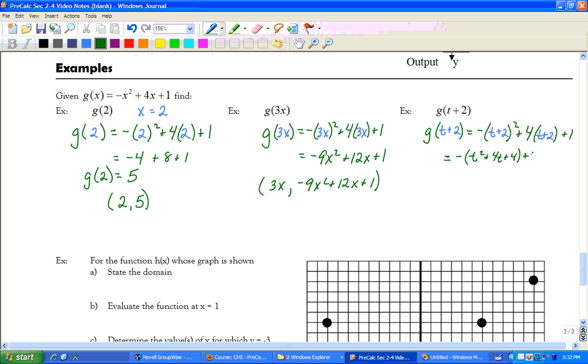And then I'll go ahead and distribute my 4. On my next step, now I'm going to distribute my negative. And then I combine like terms, and the resulting answer is negative t squared plus 5. So g of t plus 2 is equal to negative t squared plus 5.